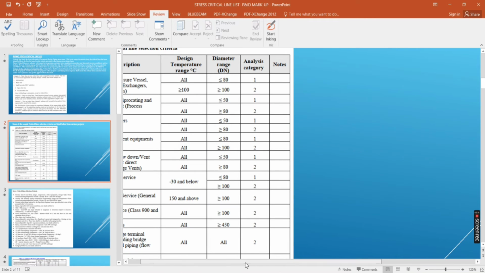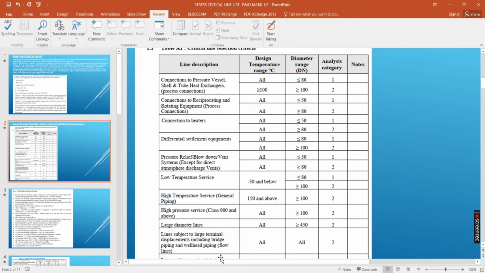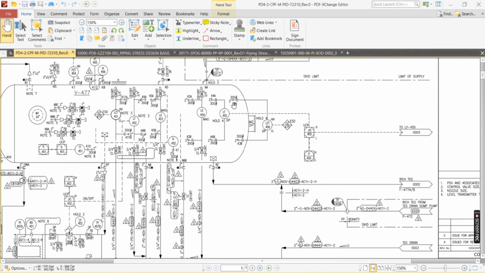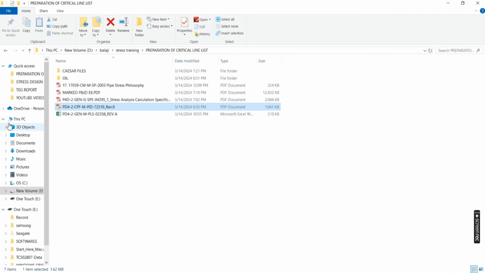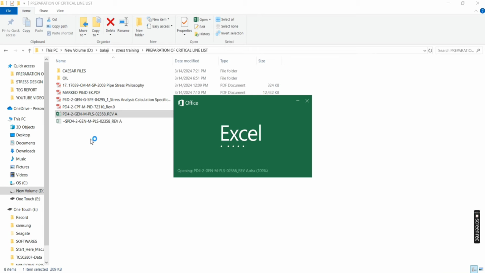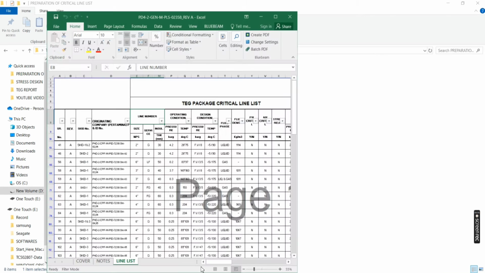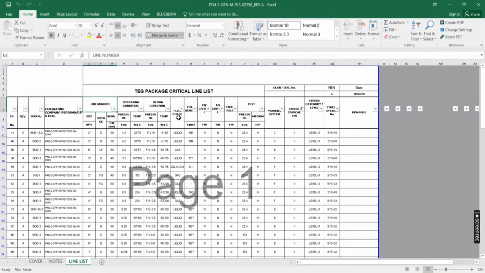For example, in this project, you see the connection to the pressure vessels. If a line is there, first you need to take the P&ID. I will show you an example. Okay, so this is a typical example.